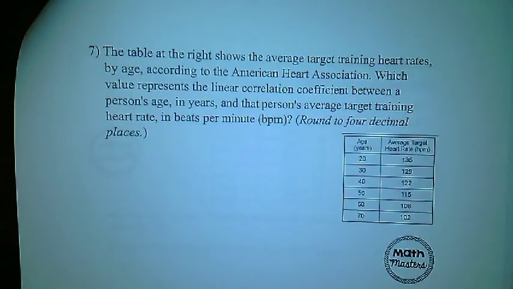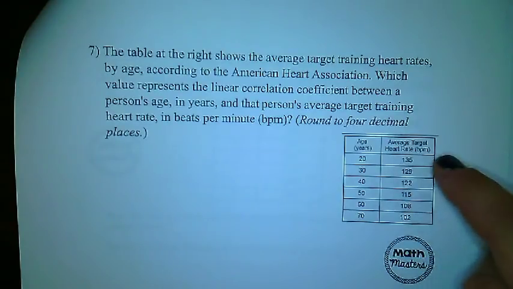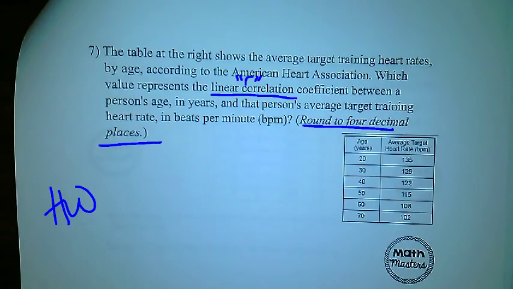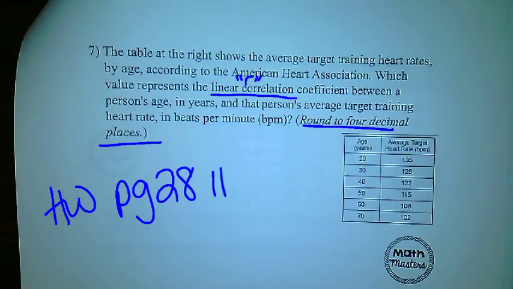So what I want you to also do is number 7. So again, you're going to put these into your calculator. And for this one, I just want the correlation coefficient. So the correlation coefficient, so the R, okay, and it needs to be around 4 decimal places. So your homework would be page 28 numbers 6 and 7.